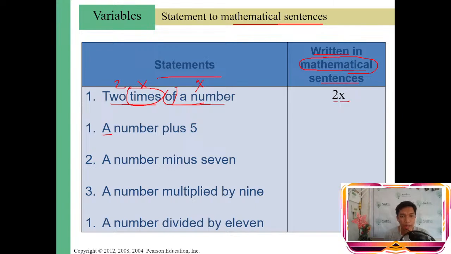How about this one? A number plus 5. What is the number? The number is the unknown, x. So x plus, and plus means addition. So x plus 5, because that is 5. Next one, number 3: a number minus 7. We know what the number is. The number is the unknown.